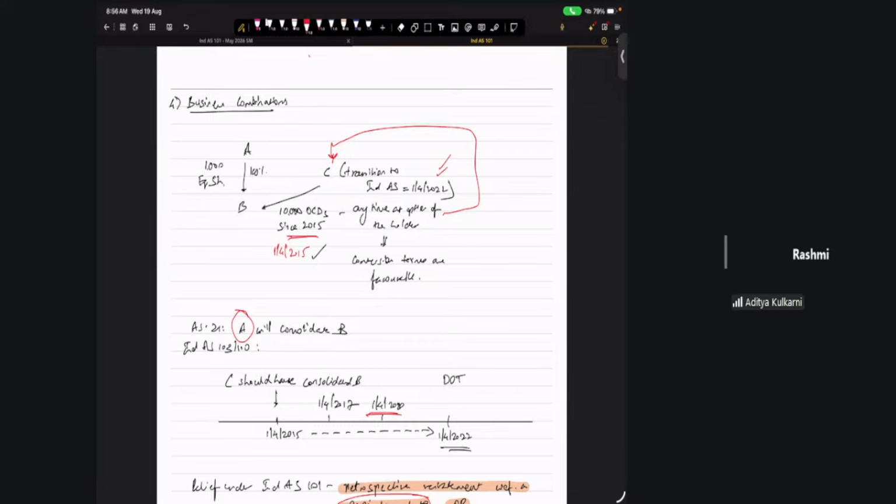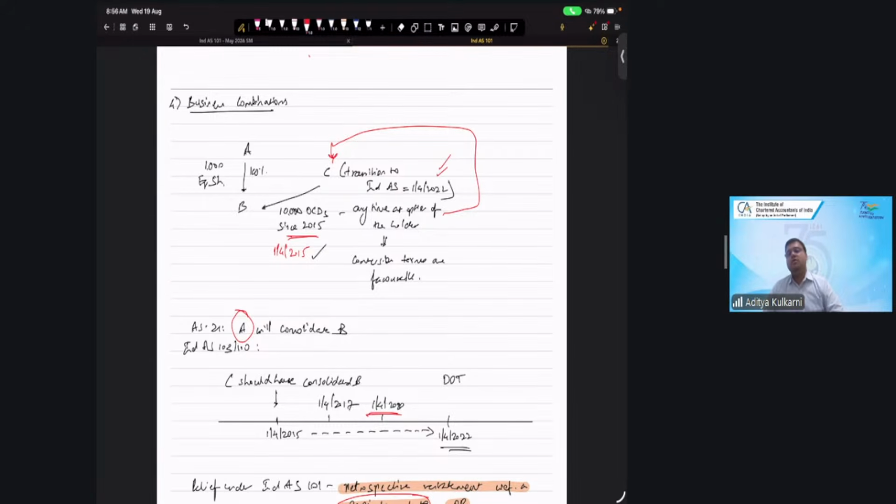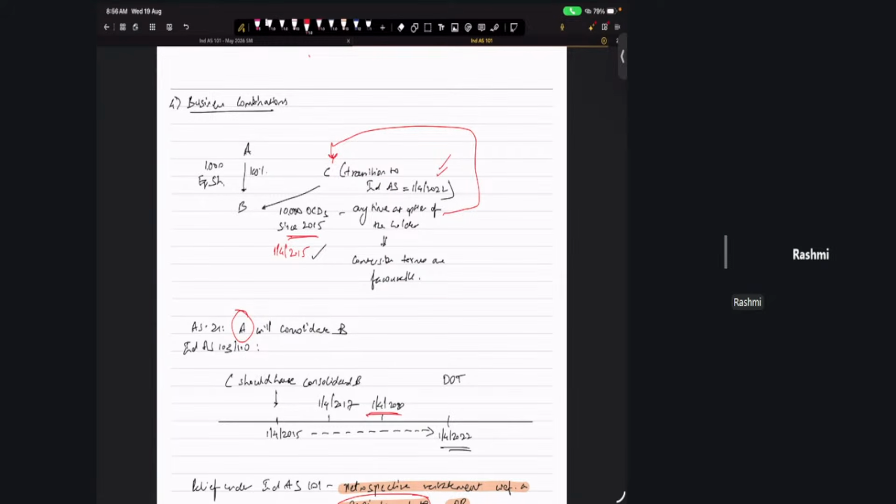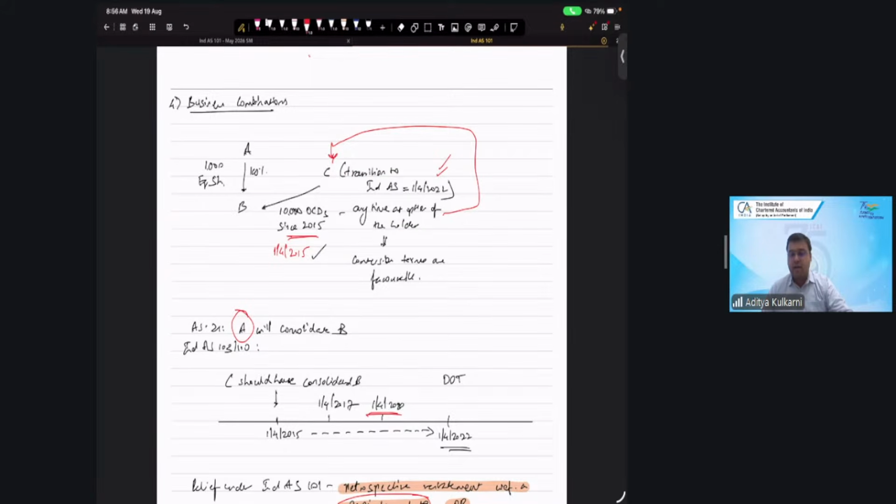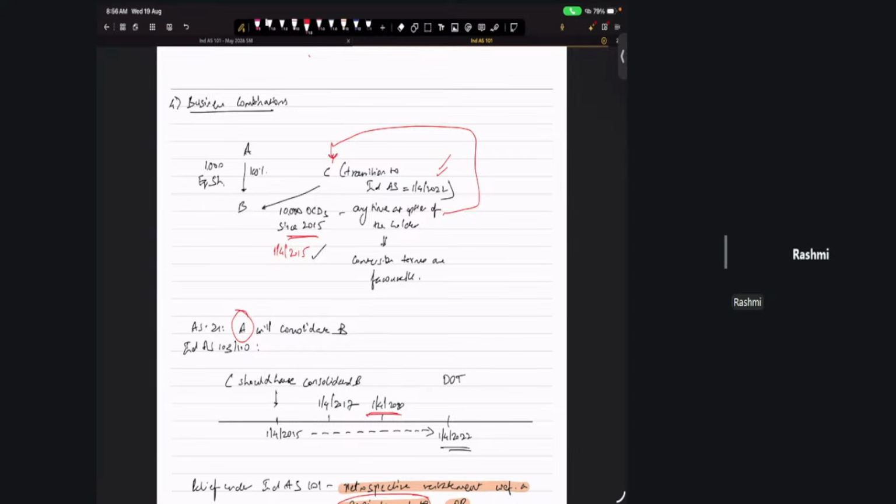Coming to Ind AS 103, read with Ind AS 110. Who has the de facto control over B? A. Again, think and answer. Is A controlling or is C controlling? Let us suppose 10,000 OCDs are convertible into one equity share for one OCD. Both are controlling, sir, because it is more than 50% stake.